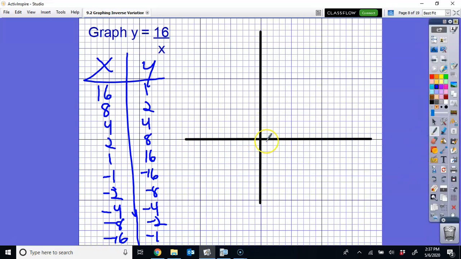So, we have 16 over 1 would be way out here. 1 over 16 would be way up here. Same thing, we'd have the negative version of that. And then we'd have the negative version of that. Mirror images, remember? Then you would have 2 and then 8. 8 and then 2. 4, 4.